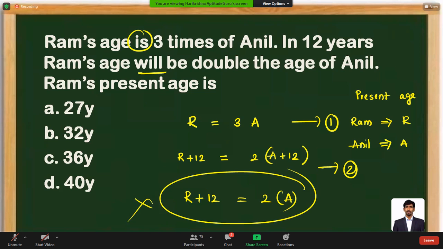If age is increased, it will be increased for all the people who are involved in the data, not for a single person. This is a common mistake. Avoid making this mistake. If you make this mistake, you will get an answer that will also be available in the option choices. So don't forget.